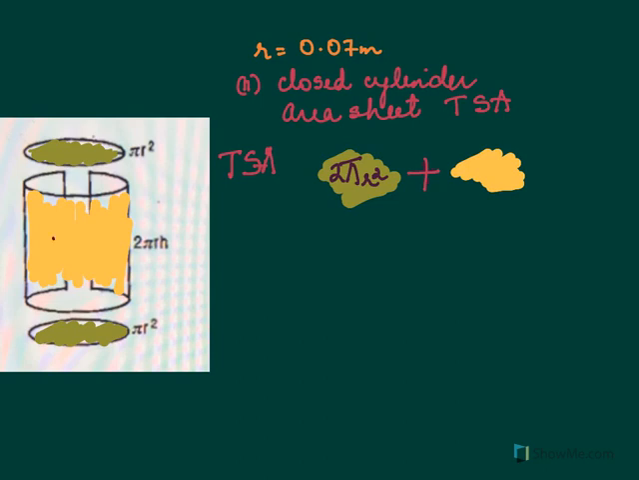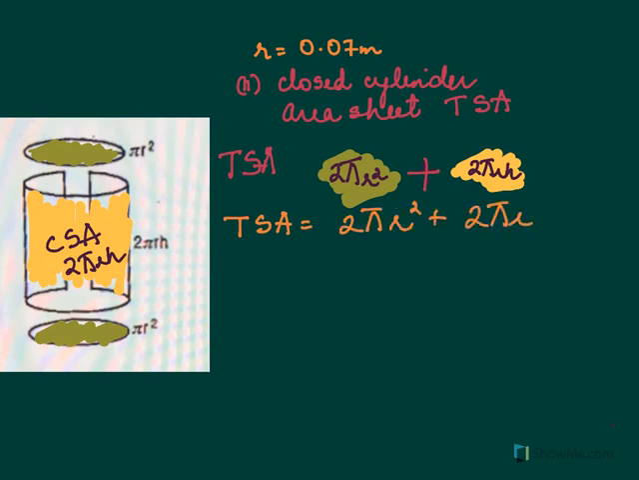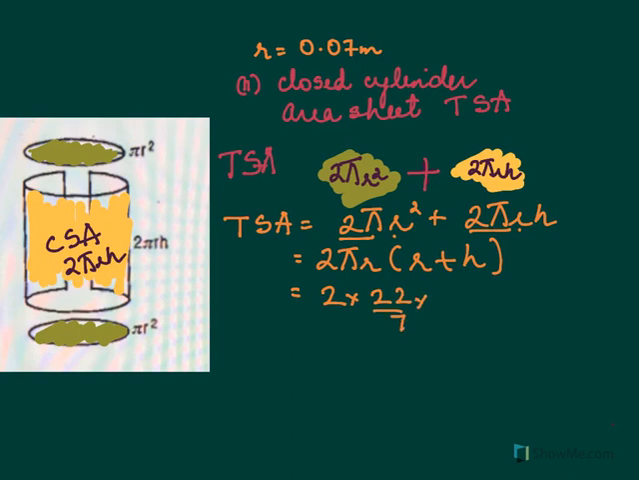And the yellow one we know is the CSA. This is the CSA here, which is equal to 2 pi r h. So the TSA is 2 pi r square plus 2 pi r h. 2 pi r common out, so 2 pi r common out, r plus h. We put our values, 2 into 22 by 7. We calculated r out here, which was 0.07.